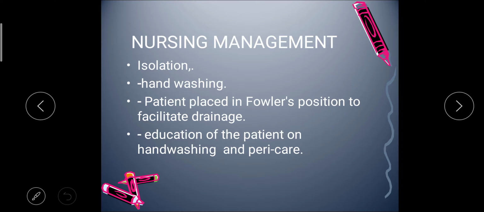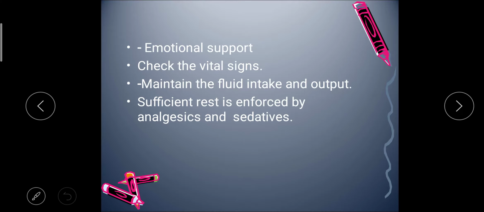Next one is nursing management. The first management is isolation. Okay, if the patient is having fever, we have to keep the patient separate. Maintain proper hand washing, place the patient in Fowler's position to facilitate drainage, and educate the patient on hand washing and perineal care. And give emotional support to the patient. Check the vital signs properly, maintain the fluid intake and output chart, and sufficient rest is ensured by analgesics and sedatives. Okay, so this is about puerperal pyrexia.